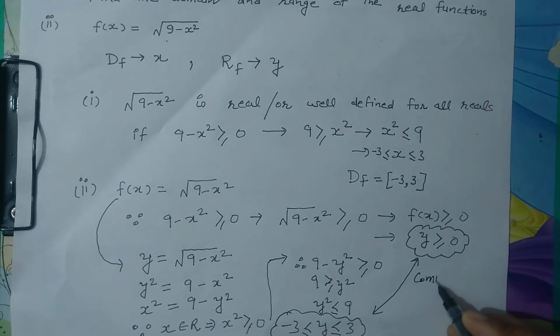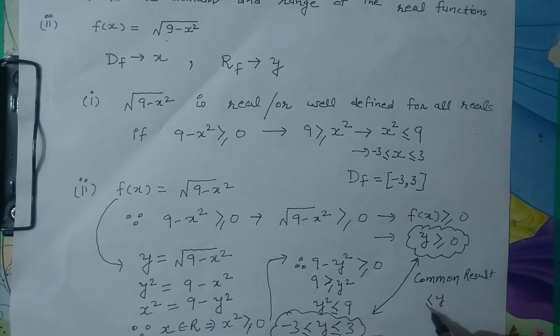Common result. The common result is y is greater than or equal to 0, less than or equal to 3. So we say the range of the function is equal to starting from 0 ending with 3, closed bracket, because the equal to sign is there with 0, and the equal to sign is there with 3. So this is the range of the function.